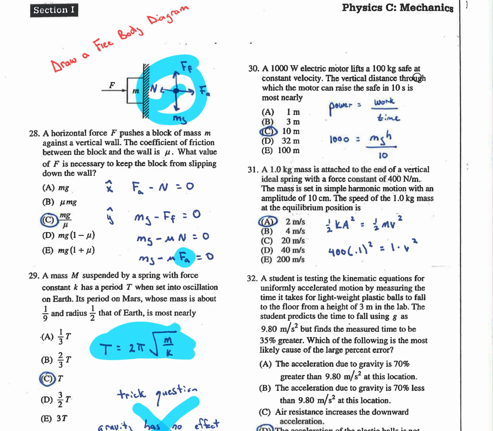All right, we're taking this motor and we're lifting something. We know power is work over time. Work can be the change in kinetic energy. In this case, it's just mgh. So you're just lifting something. So this is the work you do in a certain amount of time, and then you can figure out how high you can lift it.